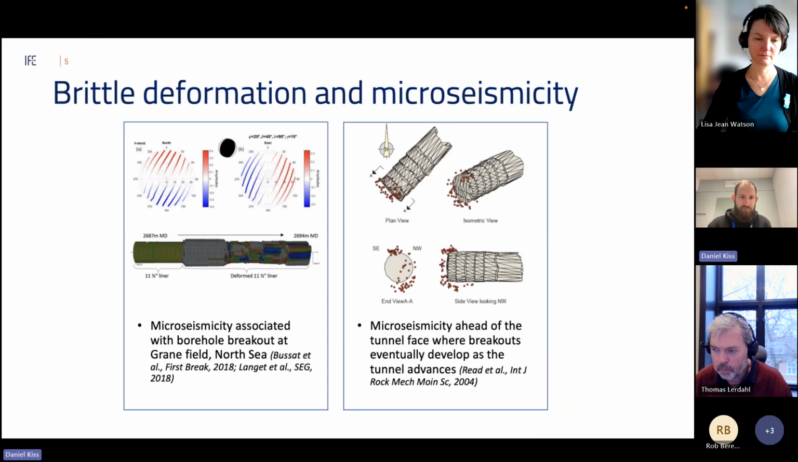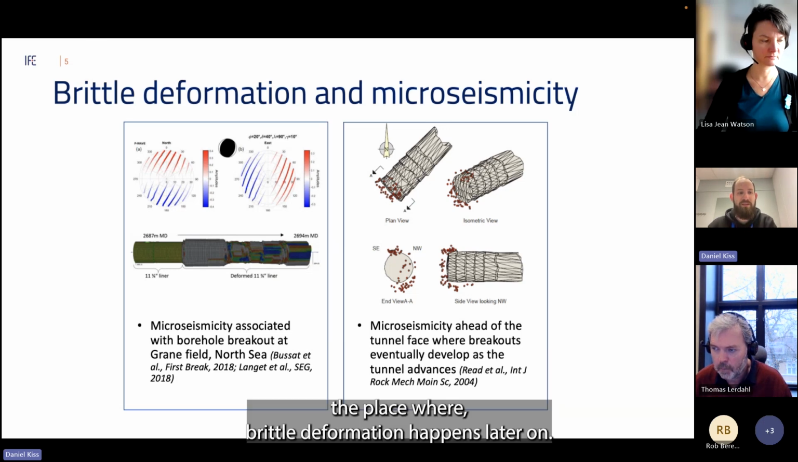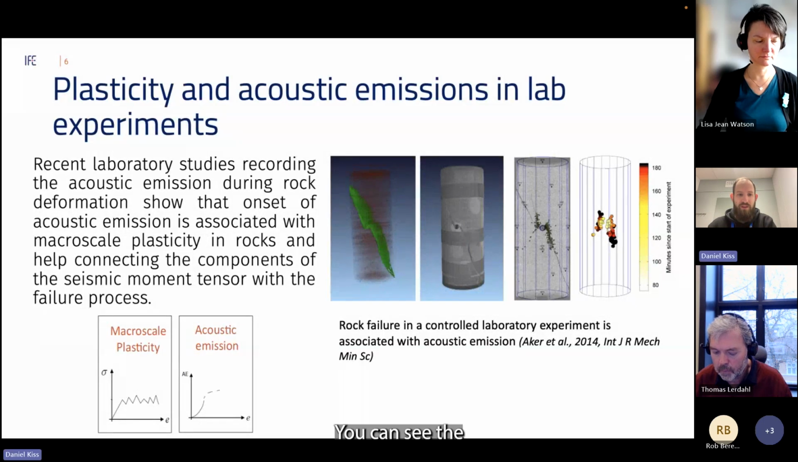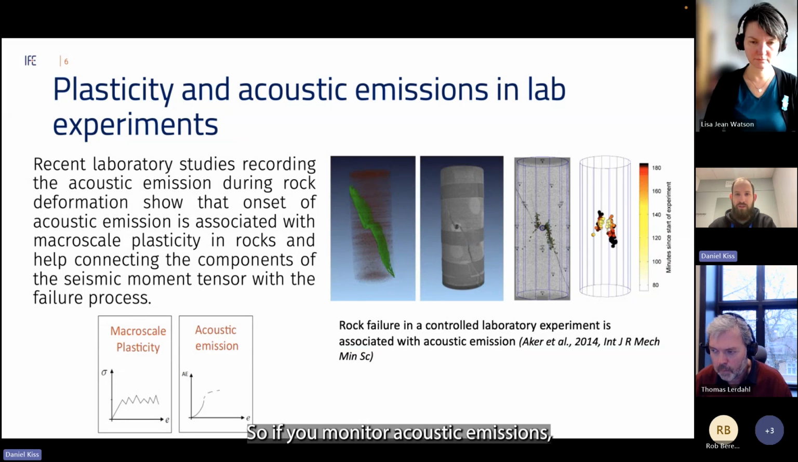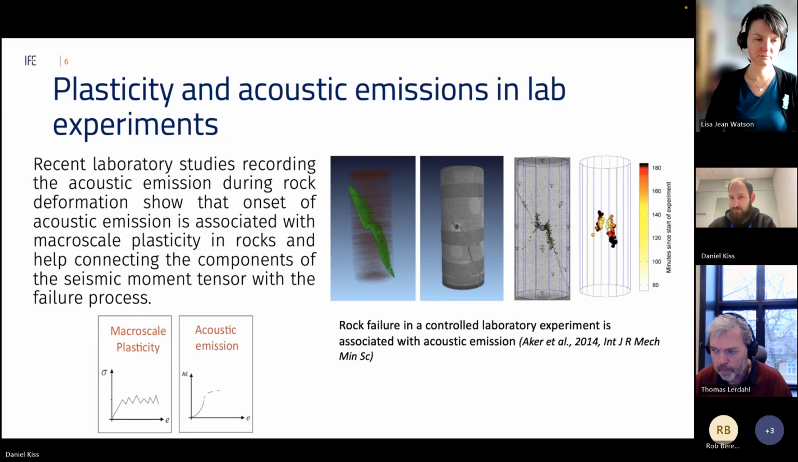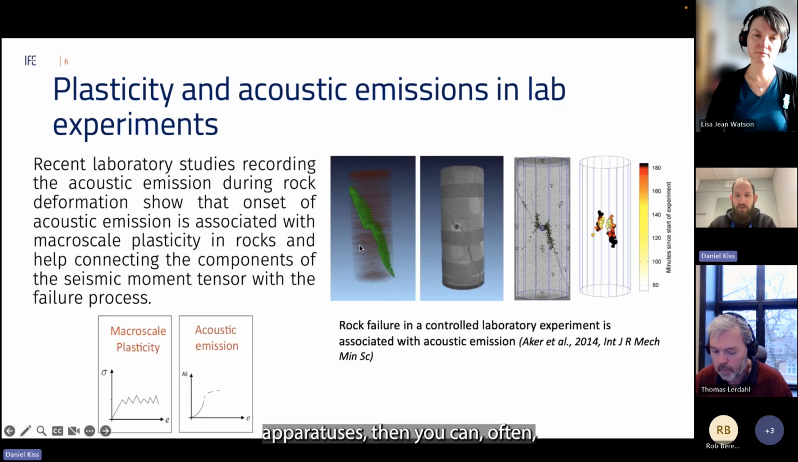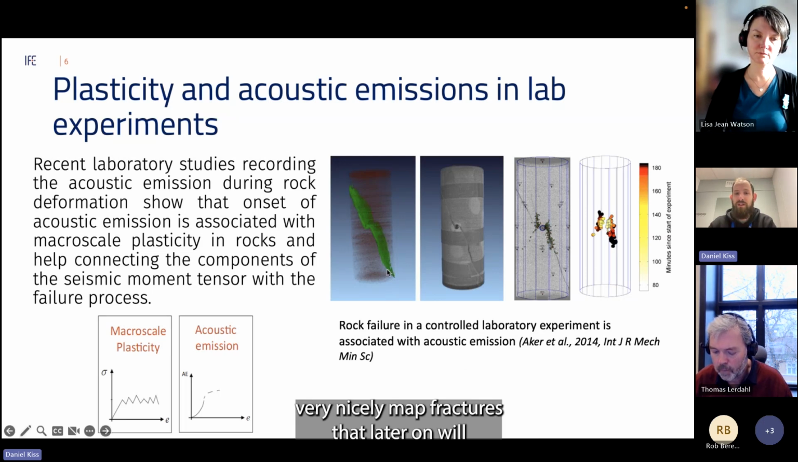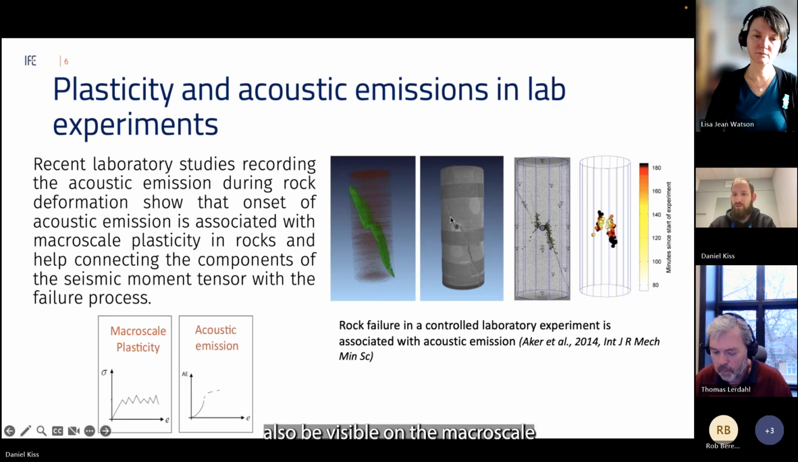And then this fracturing, microfracturing, will then be the place where macro scale brittle deformation happens later on. You can see the same in the rock deformation laboratory. So if you monitor acoustic emissions in these apparatuses, then you can often very nicely map fractures that later on will also be visible on the macro scale on the sample.